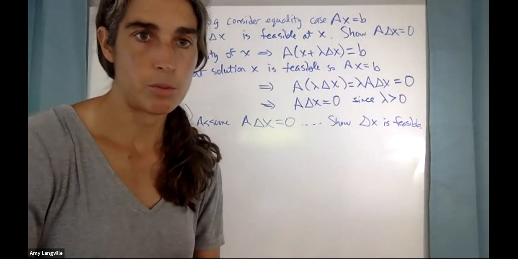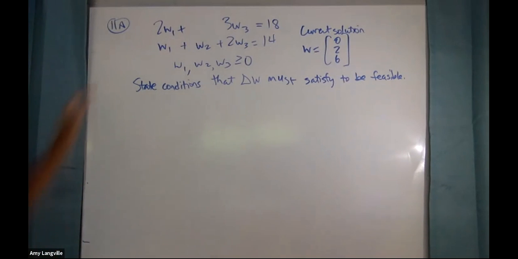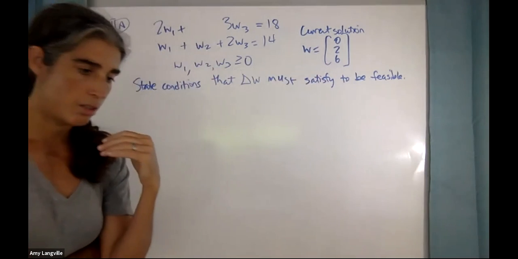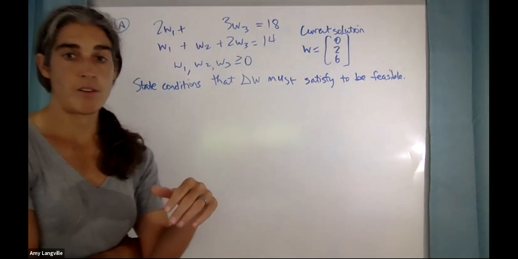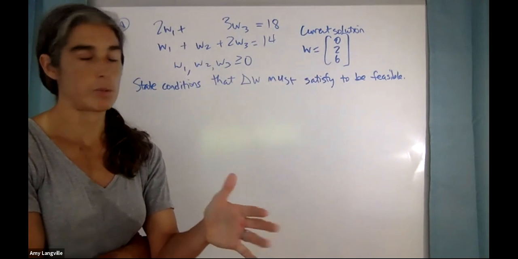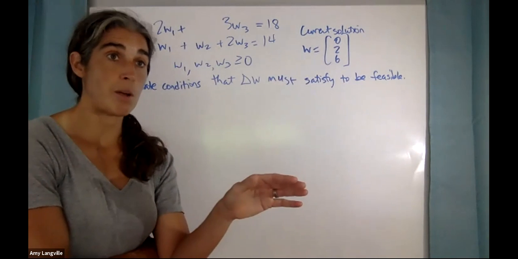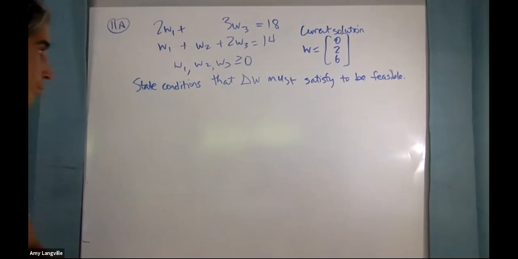Okay, so the next thing I want to do is, well, I'll erase the board and we'll work an example. Here's an example from your end of chapter 3, number 11a, and they give us some constraints: 2 main constraints, 3 simple constraints, and a current solution. And they're asking, what are the conditions on a delta W, a direction vector, that it has to satisfy in order to be feasible? They didn't give us an objective, but that's okay, because to answer questions about feasible direction vectors and feasibility, we only need the constraint set, so we're good.